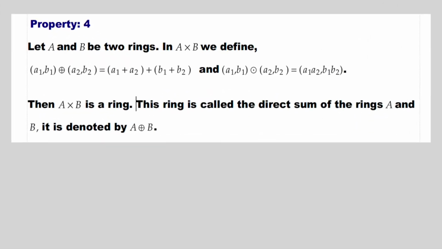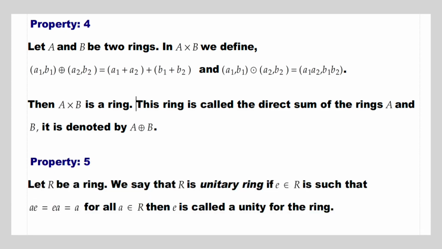Fourth property is, let A and B be two rings. In A cross B, we define (a1, b1) ⊕ (a2, b2) equal to (a1 + a2, b1 + b2) and (a1, b1) ⊙ (a2, b2) equal to (a1a2, b1b2). Then A cross B is a ring. This ring is called the direct sum of the rings A and B. It is denoted by A ⊕ B.